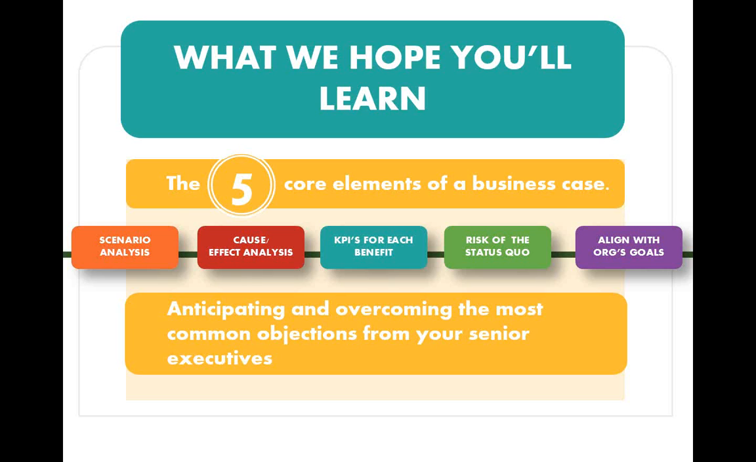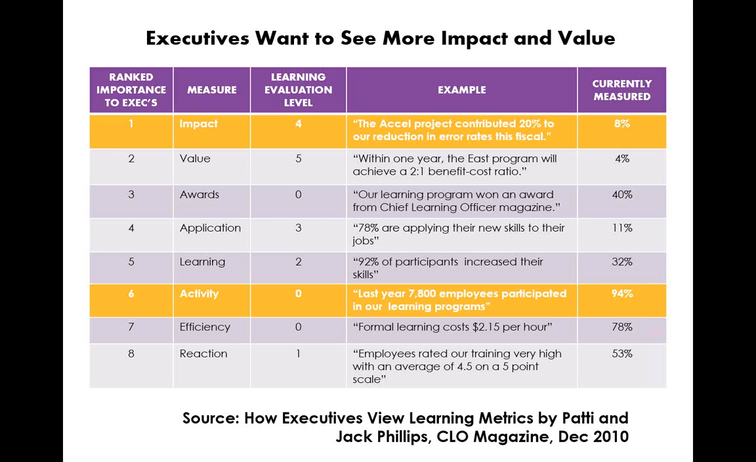And you also have to anticipate and overcome the most common objections from your senior leaders, which is part of the reason we asked that poll question. Effective communication to senior leaders sometimes requires us to do a little anticipating. We typically know what they're looking for and what they're wanting to see, so let's get out ahead of that just a little bit.